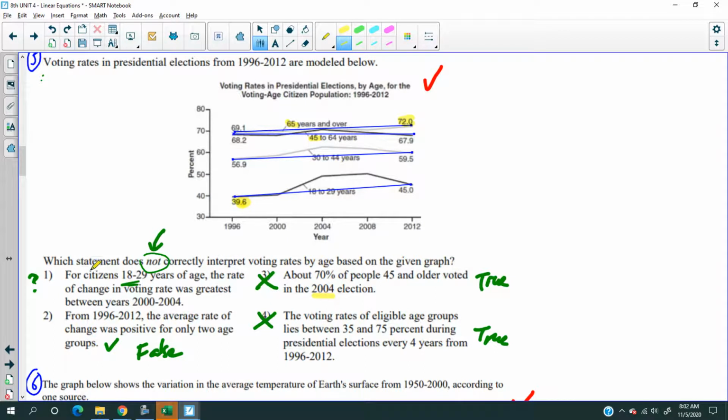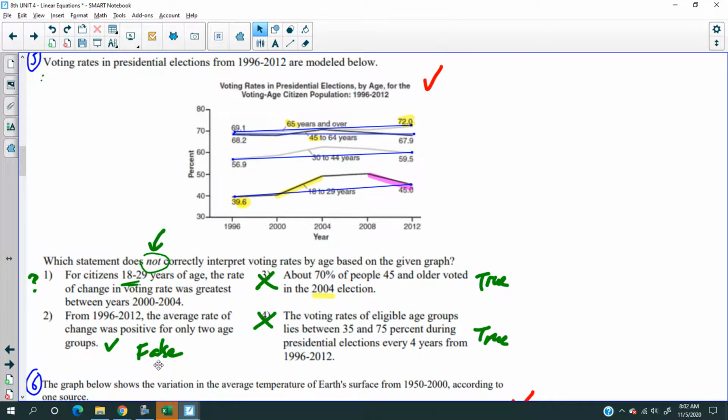Choice 1 was slightly tricky. All right, so for citizens from 18 to 29, this last line here, the rate of change was the greatest between 2000 and 2004. So I'm looking at this. So they're saying this. Is that the greatest? Yeah, probably. Compared to this line, I know what some of you are thinking, well, they're so close. But as soon as I saw that, I was like, okay, I'm not sure, so I put a question mark there, okay? So I'm showing you some test-taking strategies here.